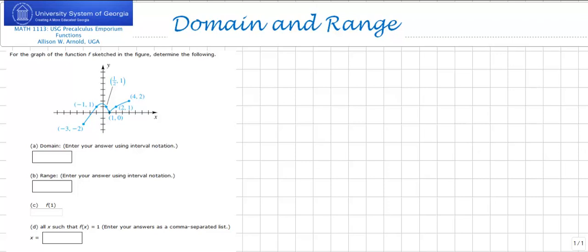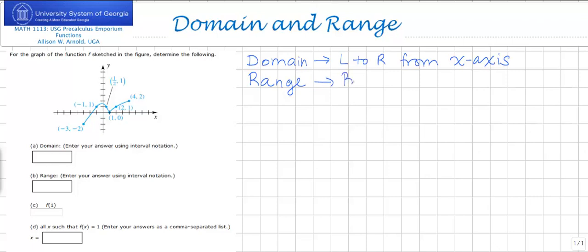Now if you notice, if you're looking for domain, then you want to actually read the graph from left to right and pull the values from the x-axis. If you want to read the range, you want to read the y values, you're going to read bottom to top, and you're going to read along the y-axis. Let's see if I can demonstrate this for you.